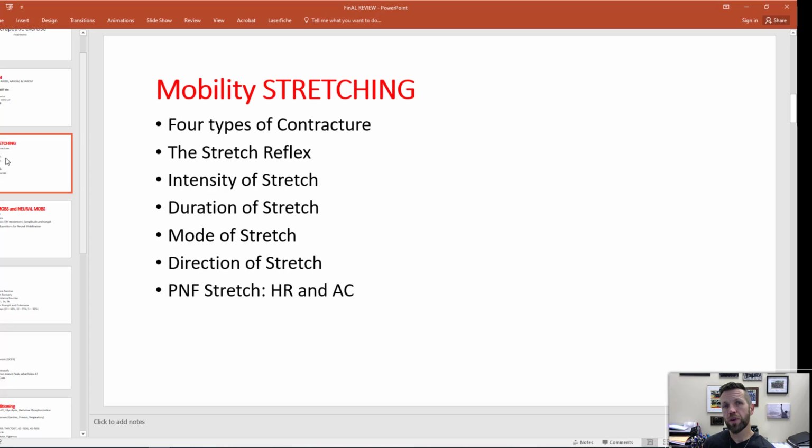And then, what was the intensity of stretch? Well, it should be somewhat uncomfortable. And so we don't want to feel pain, but we do want to feel a level of uncomfortableness, rather, to just kind of give them some level of understanding of what they should be feeling. But pain is almost always a no-go, so just kind of bear that in mind.